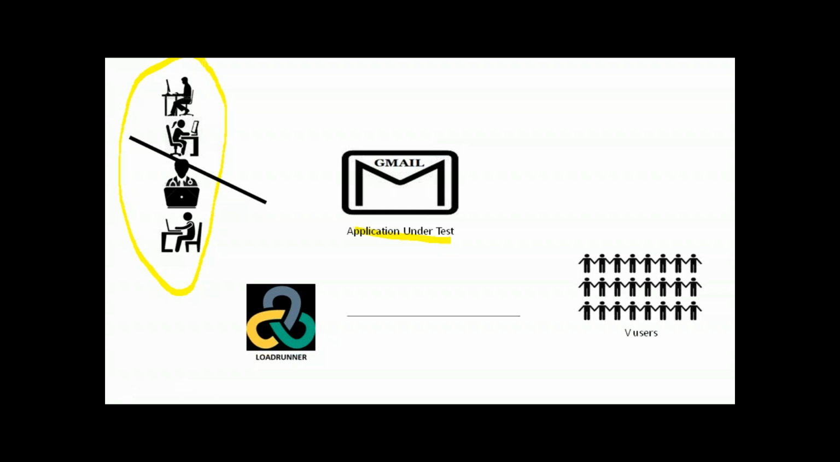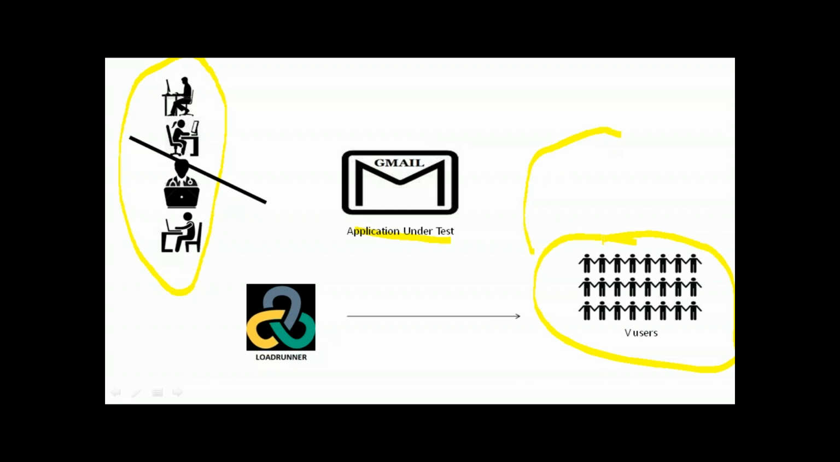Okay? Now, in the earlier slide, we said this was the Gmail application, which is your application under test. And we created the load using the real users. But is that what happens in the real world when we do performance testing? No, we don't create the load with the real users. You create the load with virtual users.